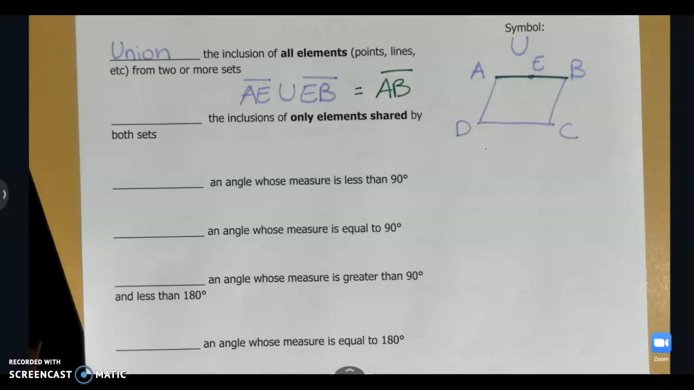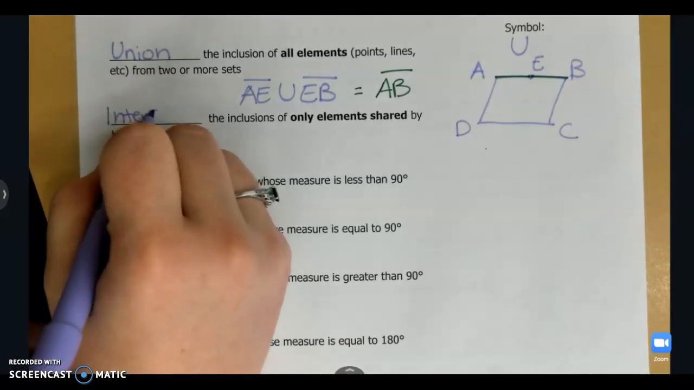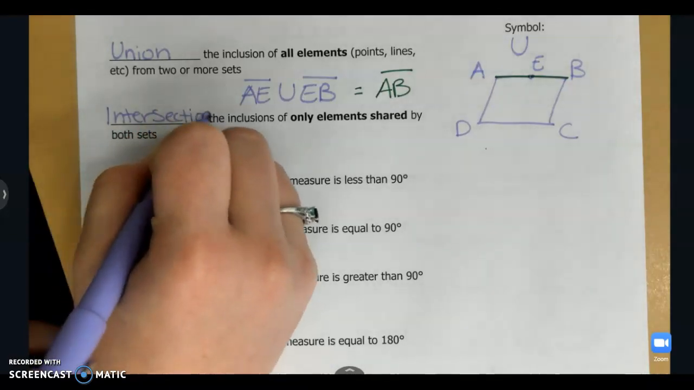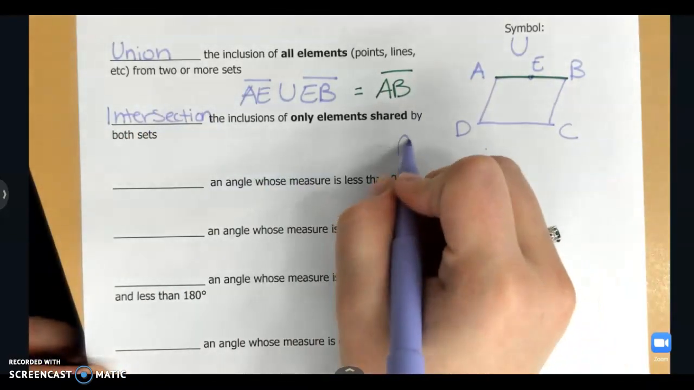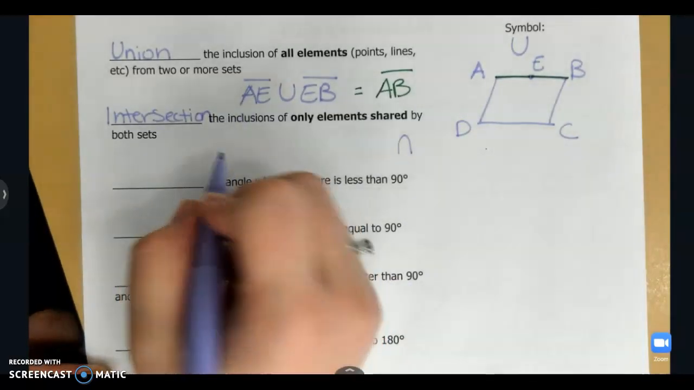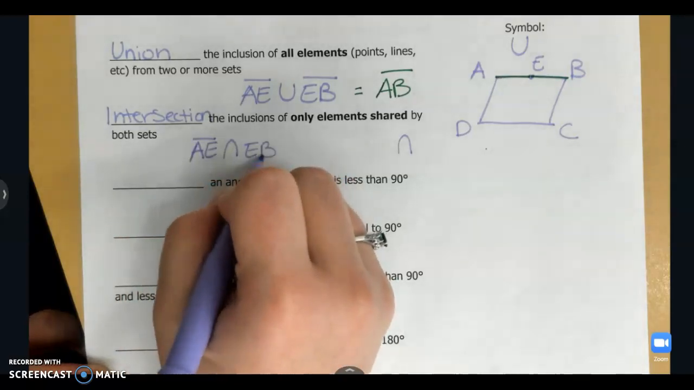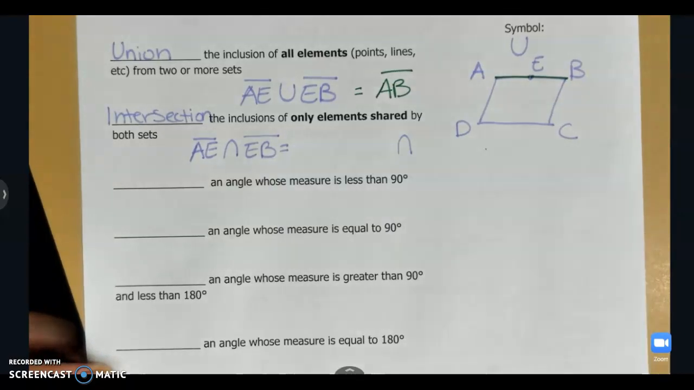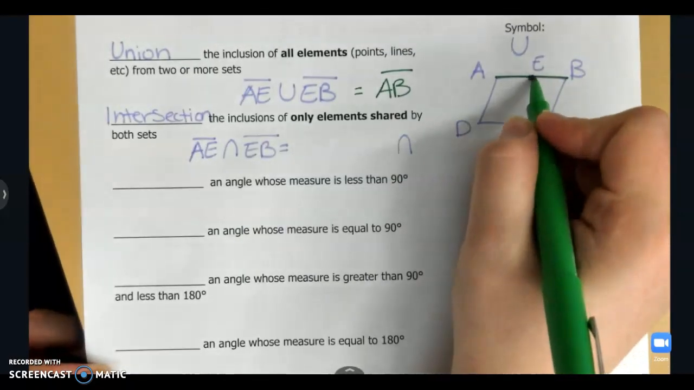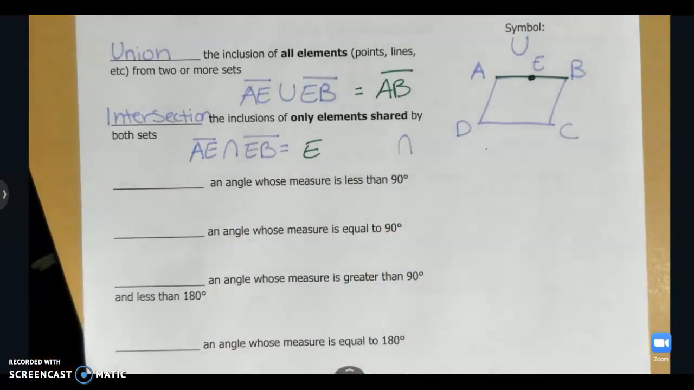What is only the elements that they share? That would be intersection. And the symbol is that upside down U. Looks kind of like an N. Intersection. So if I wanted to find the intersection of AE and EB, where do they overlap? Point E. That's where they intersect. The point that they share. Intersection and union.